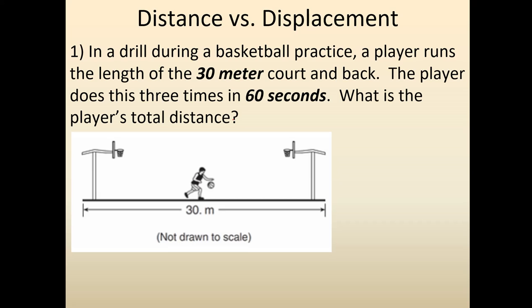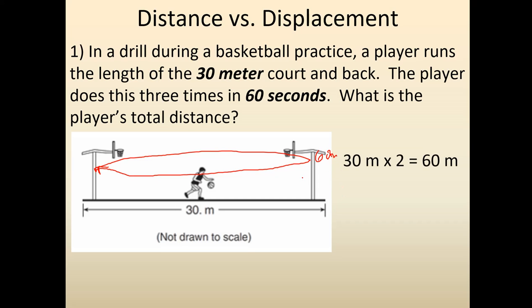All right, so in here, you have to pay attention to the wording. The whole court is 30 meters, but it says that the person goes from one end of the court and back, making a full loop. So it's 30 there, 30 back, 60 meters. So one full loop is 60 meters. He does this 3 times, so 60 times 3 gets us 180 meters.